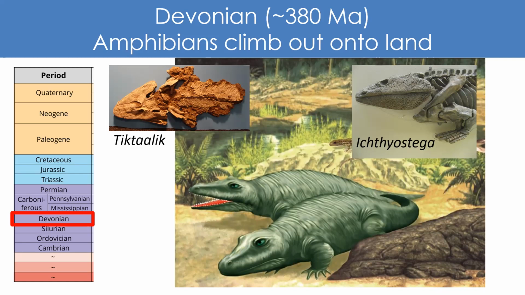And then jumping from Tiktaalik to Ichthyostega. Ichthyostega has proper arms and legs, has proper appendages, and it can actually move and walk on the surface. So now we're starting to get into land animals.